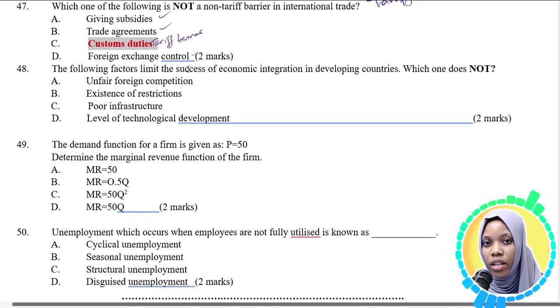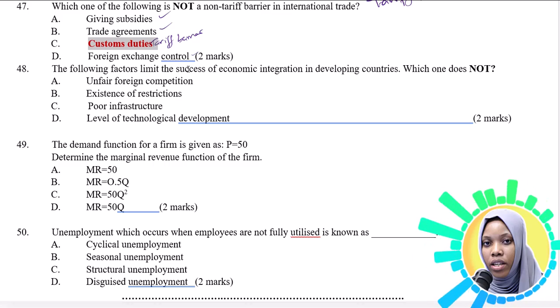We move to question 48, which reads, the following factors limit the success of economic integration in developing countries. Which one does not? Unfair foreign competition. Choice B, existence of restrictions. Choice C, poor infrastructure. Choice D, level of technological development.